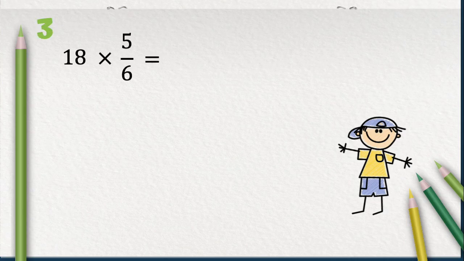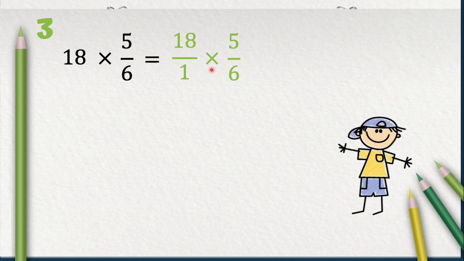If we have 18 times 5 over 6. If you can observe, 18 is a whole number. But actually, a whole number has a denominator of 1. So, we can rewrite the problem, so it is not confusing, as 18 over 1 times 5 over 6. Okay? So, now we can proceed to the first step.